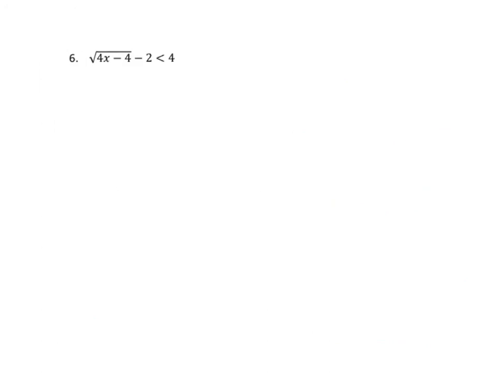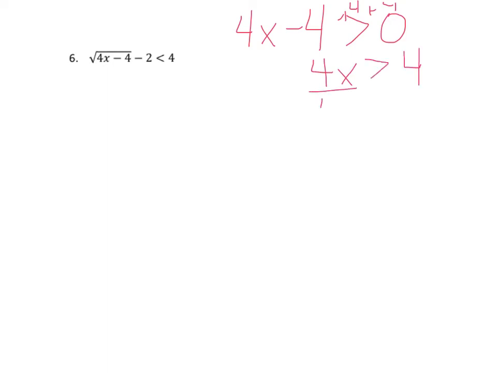In this example, since we have a less than sign, we need to worry about the radicand. Now, the radicand is what is underneath the radical. So in this case, my radicand would be 4x minus 4. And I need to set this greater than 0 and solve for it. So if I add 4 to both sides, I have 4x is greater than 4. Divide by 4, x needs to be greater than 1.